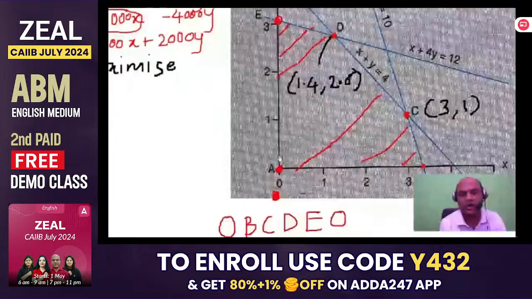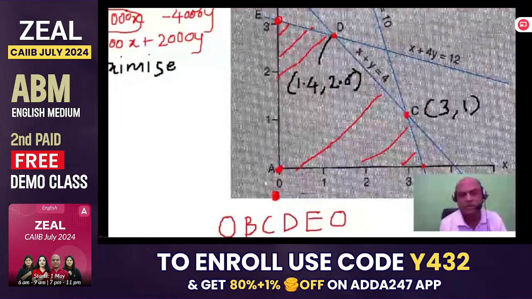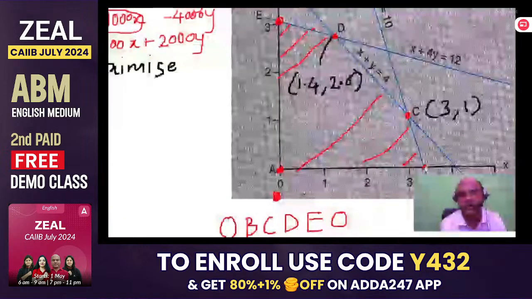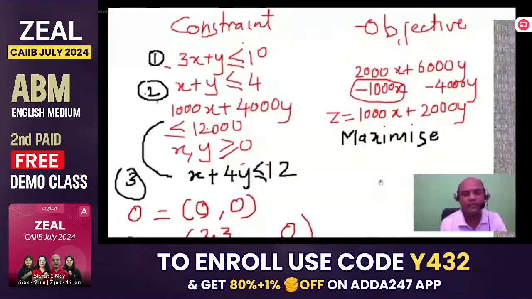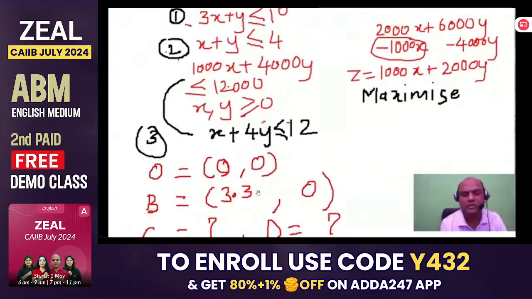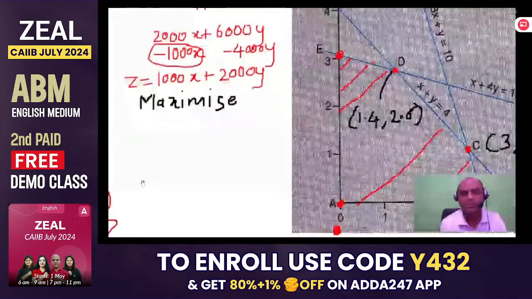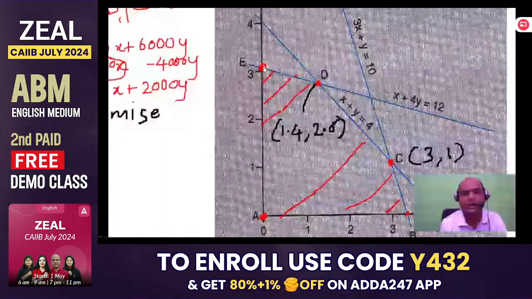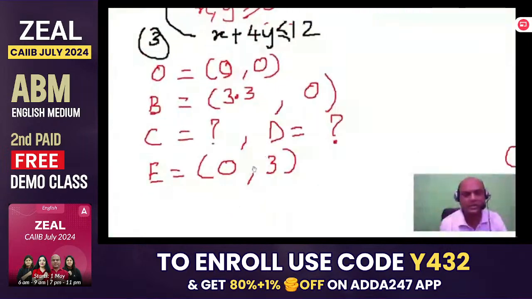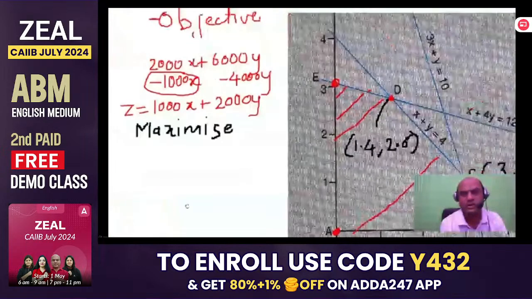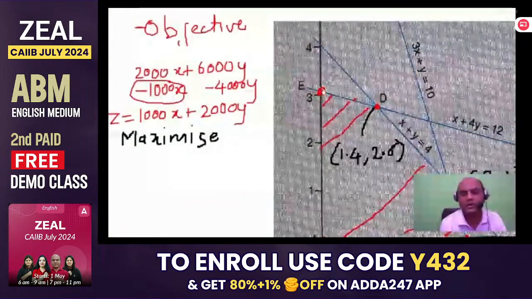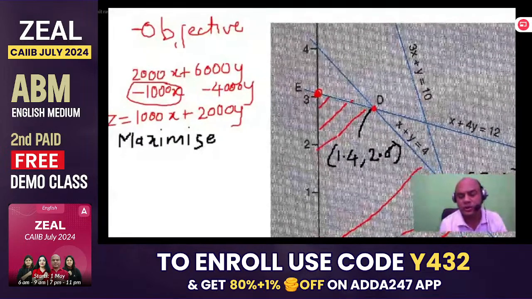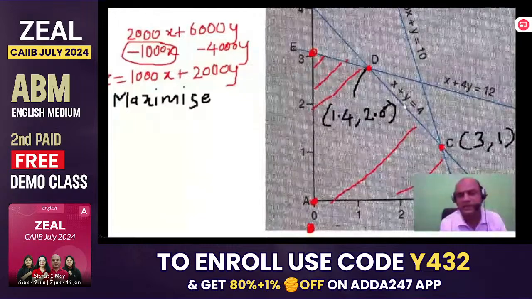This A point, or you call it O point, is 0, 0. This point is 3.3, comma 0. We got it yesterday. Then the next point is E. E point we had got as E 0, comma 3. This also we got yesterday. Put y equals to 0, put x equals to 0 and you get it. Now the difficult part is these 2 points. D and C are difficult points.